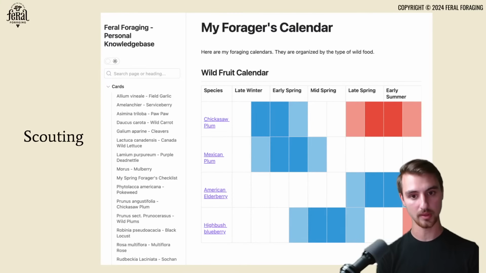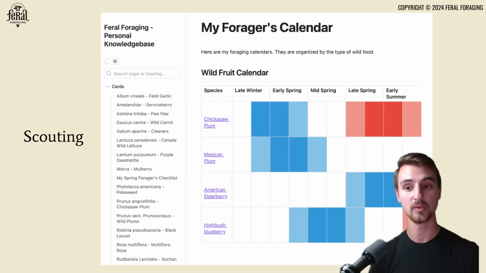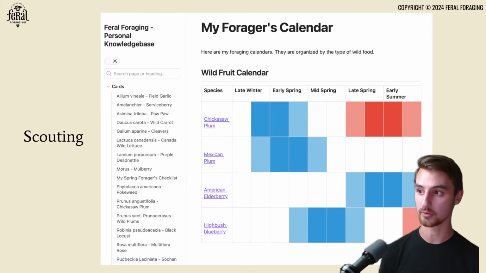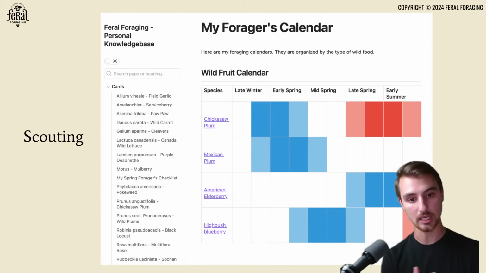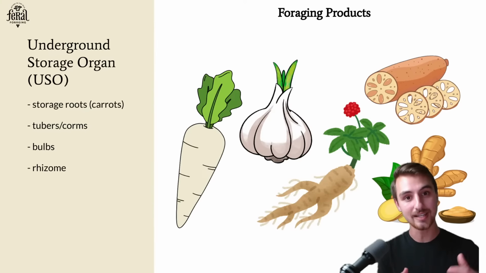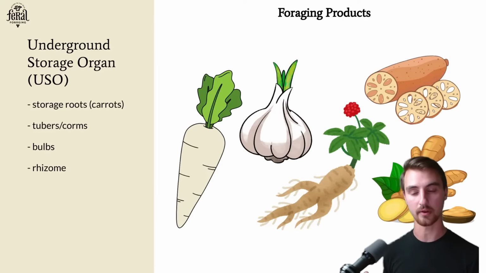So here are some things that I'll highlight that we're going to look at in a second. The first one is scouting. I'm going to talk about flower scouting and my interactive forager's calendar and why this is such a powerful tool. This is all in the in-depth version of this class, because we don't have 2 hours to go through. Other things that we talk about are different kinds of foraging products. So storage roots, which are various kinds of underground storage organs, but we also have herbaceous parts of plants and fruiting parts of plants.